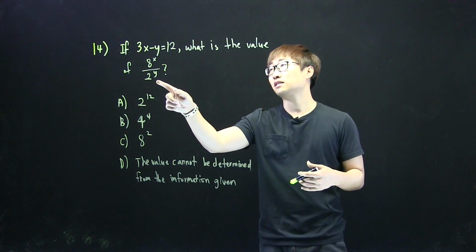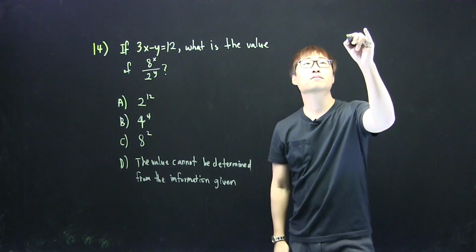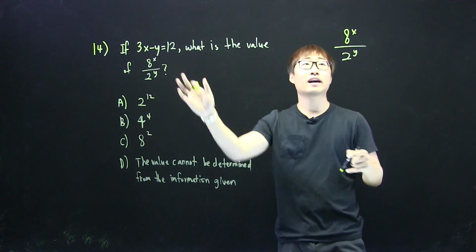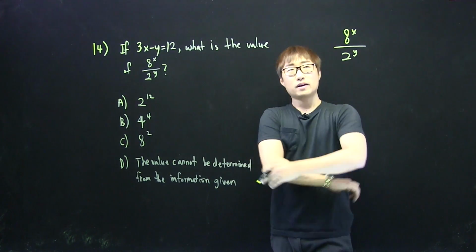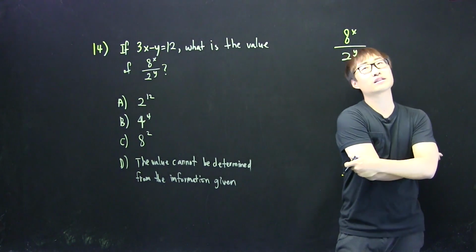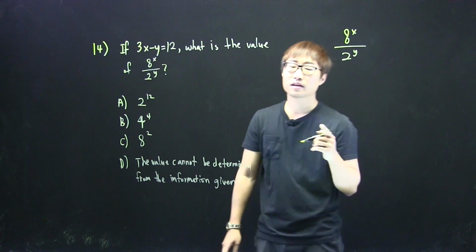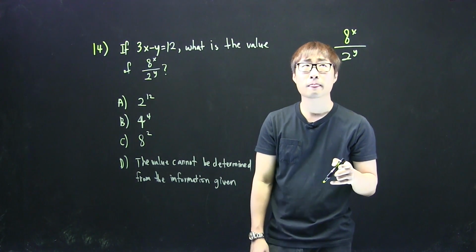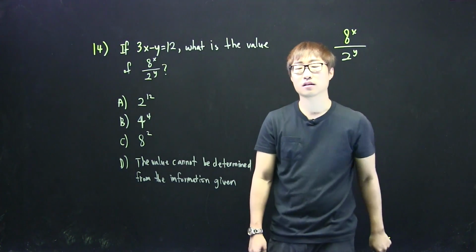So let's go ahead and look at this guy. 8 to the x power over 2 to the y power, okay? Since I can't do anything with that, I've got to do something with this to start with, right? All right, let's take a look. Well, first of all, the problem is the coefficients are different. But what if I can make the coefficients the same? How? I'm trying to see if there's any relationship between 2 and 8.